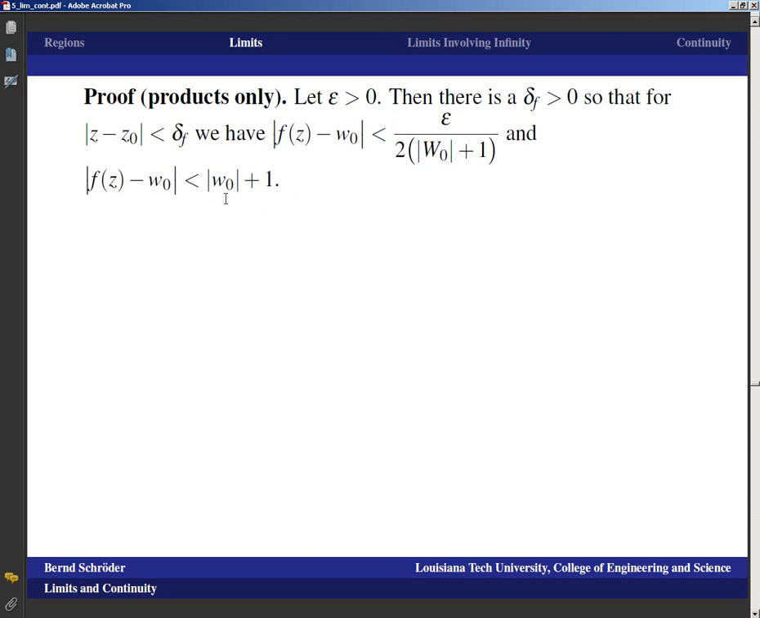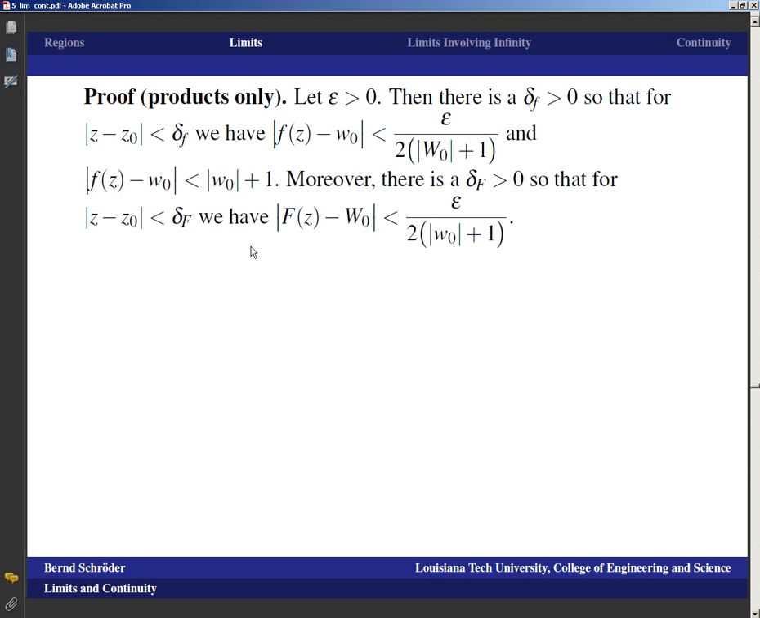But even if |w0| is 0, we add 1 and we can find a delta so that this difference here is smaller than 1. Okay, moreover, there's a delta capital F greater than 0, so that for |z minus z0| smaller than delta capital F, we have that |F(z) minus W0| is smaller than epsilon over 2(|w0| plus 1). So again, there is a delta F, so that for |z minus z0| smaller than delta F, we can make |f(z) minus w0| small.